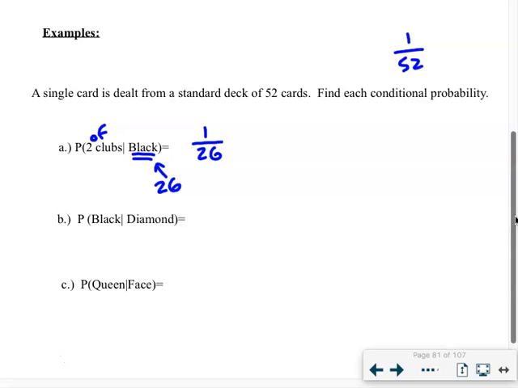So what happens is the thing that's after the given, whatever's after the bar, is the denominator. However many things there are after the given bar, that is what goes in the bottom of the fraction. So if I want the probability that the card is black, given that it's a diamond, first we want to figure out how many diamonds there are. Diamond is a suit, so there are 13 diamonds. But diamonds are red cards, right? So how many of the diamonds are black? 0. So this is 0%, or just 0.